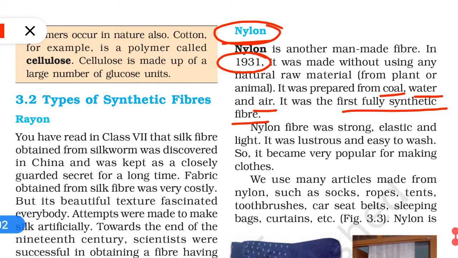Here we have discussed the discovery of nylon and how it is produced. Now in this paragraph you will see that some properties of nylon are written. For example, nylon is a very strong fiber, it is elastic and it is very lightweight also. It is lustrous, meaning it has a particular shine, and it is very easy to wash. So what are the important features? It is strong, elastic, light, lustrous, and easy to wash. So every good characteristic is there in nylon.